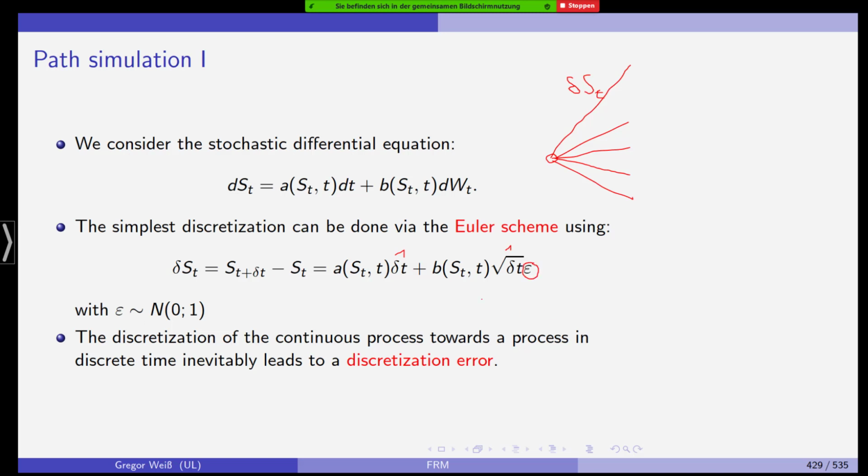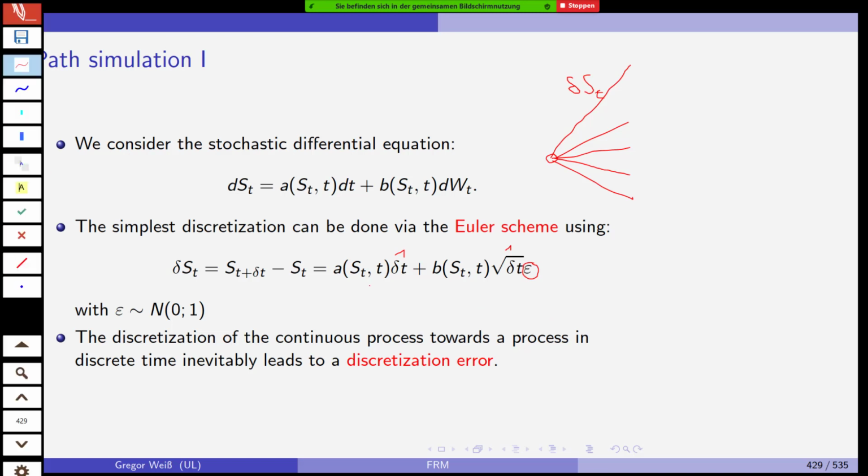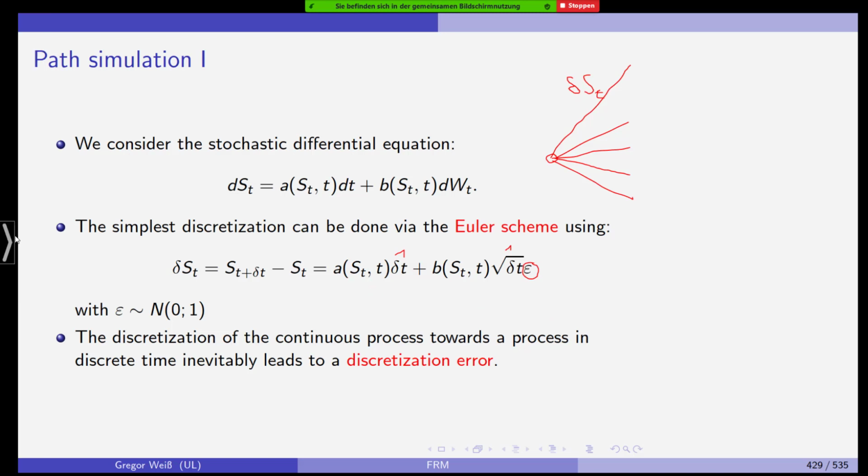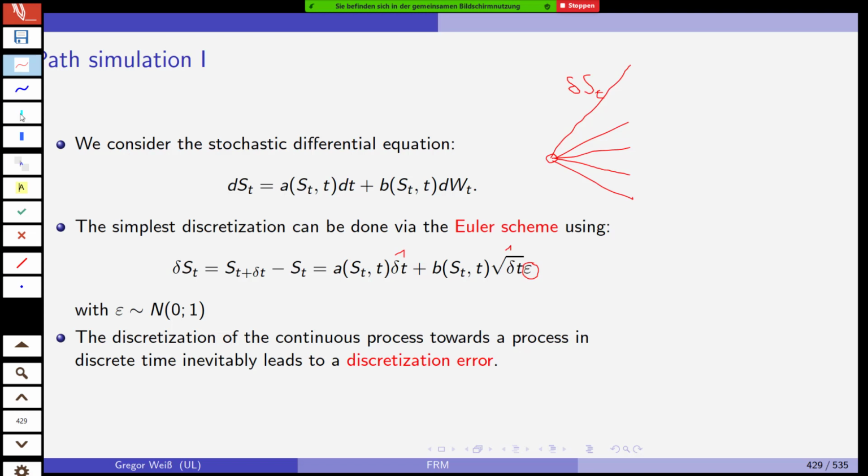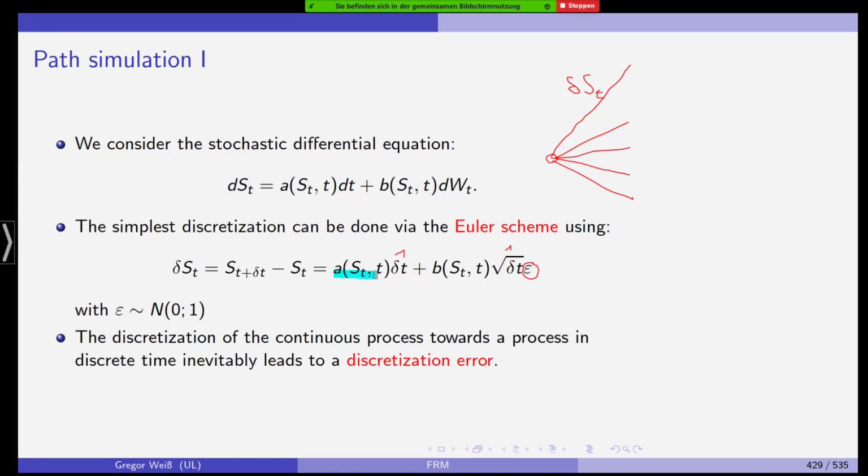Let me just mark this. This parameter is known. This is delta S. We do know the parameter here, and we do know the square root of delta T. The only thing that needs to be simulated is epsilon.